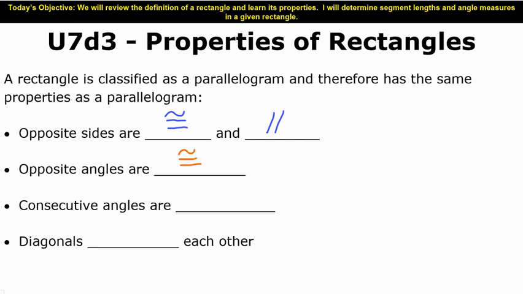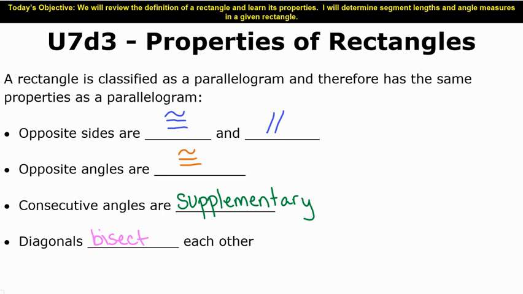My opposite angles are congruent. My consecutive angles, do you remember what goes in that blank? My consecutive angles on the same side equal 180 when I add them together. The geometry word for that is they are what? Supplementary, very good. And then the diagonals bisect each other, cut each other in half. So if the diagonal is 10 units long, then it's divided into 5 and 5, right? If it's 25 units long, it's divided into 12.5 and 12.5.